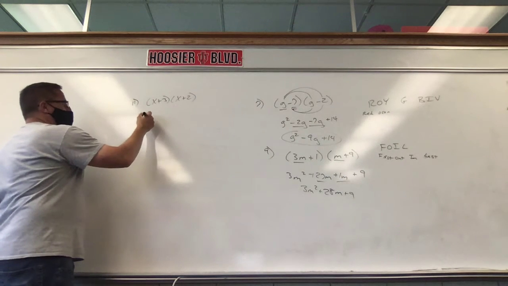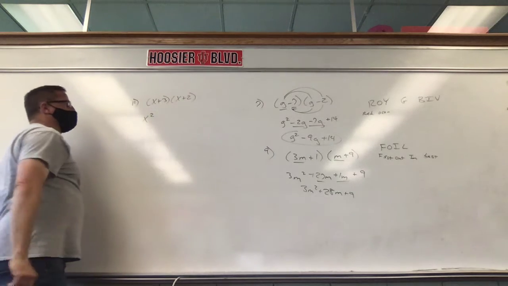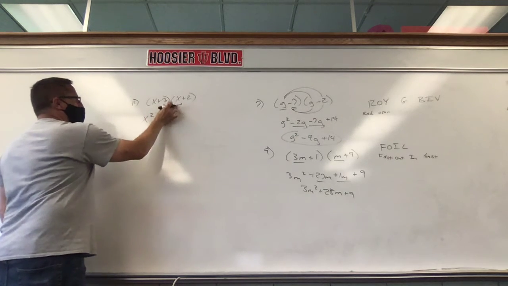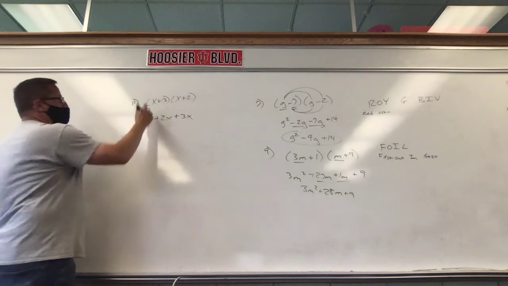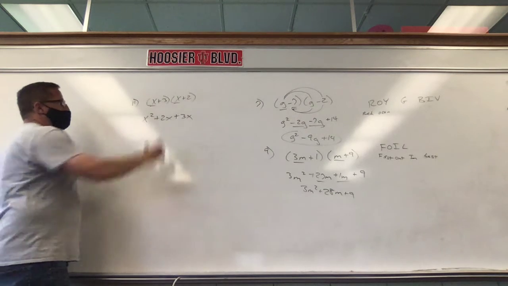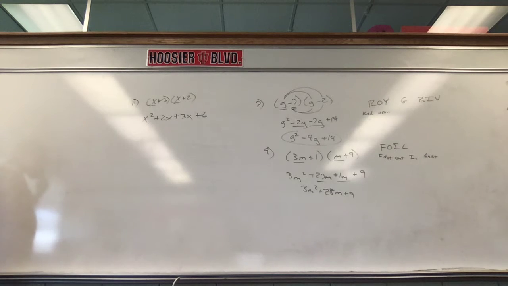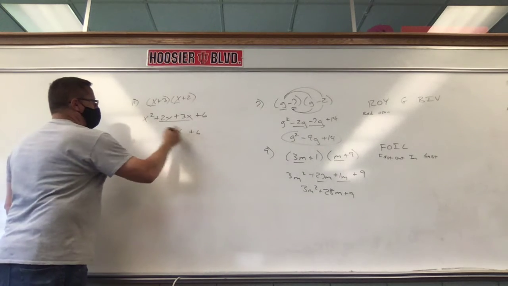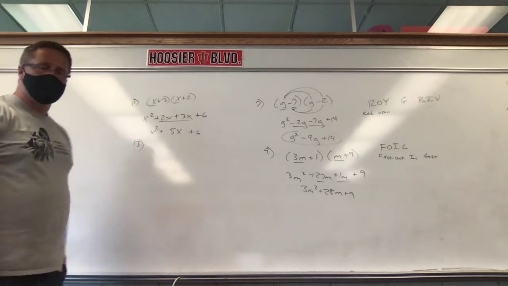What's x times x? x squared. Outers times them: 2x. Inners: 3x. Lasts: these were first, so what's last? 3 and 2. 3 times 2 is 6. Again, I've said this probably 5 times, I'm going to say it a 6th time. Have we multiplied everything by everything? Yes, we have. Are we done? Nope. Find like terms: 5x. x squared plus 5x plus 6.